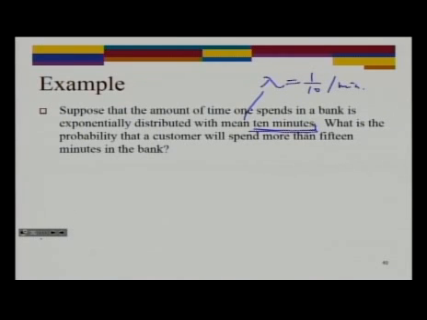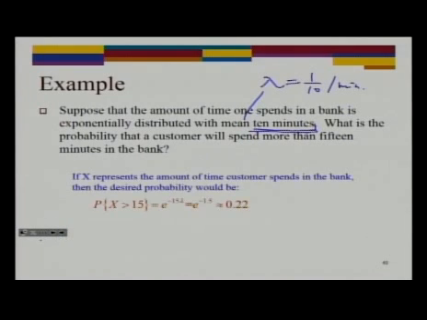Then this is the desired probability. What is the probability that a customer will spend more than 15 minutes in a bank? If I say x represents the amount of time a customer spends in a bank, then the desired probability would be P(x > 15). Because we know that lambda is 1 over 10, the desired probability would be 0.22. Okay?